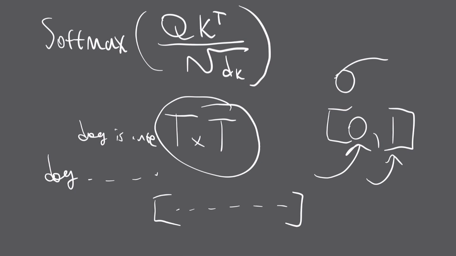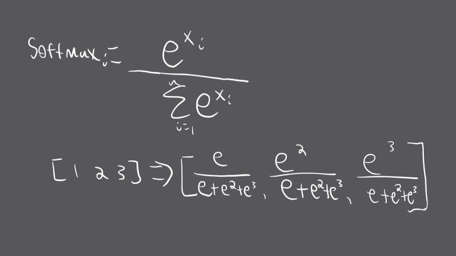because we know all the probabilities have to sum to 1. So we can think of ij as the probability that the ith token and the jth token are important to each other. To clarify exactly what we mean by softmax, let's say we had some vector here: 1, 2, 3.